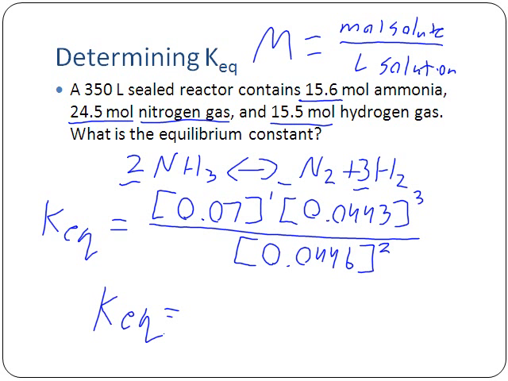So KEQ would be 0.07 raised to the first power, times 0.0443 to the third power, divided by 0.0446 squared. And in doing that, I get 0.003059.